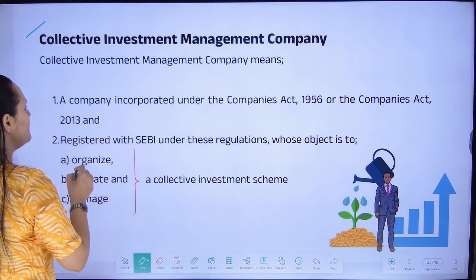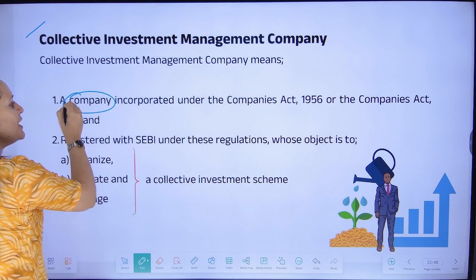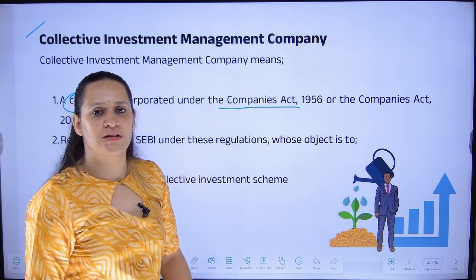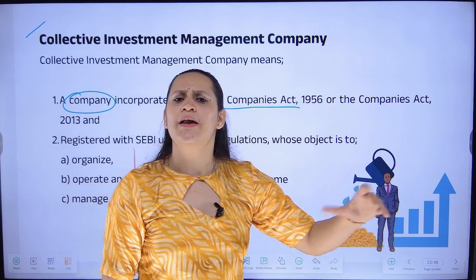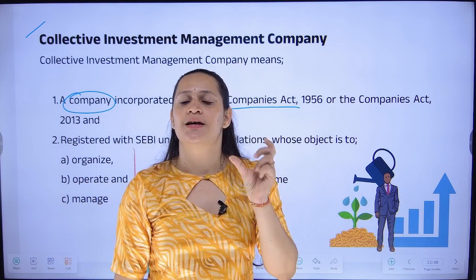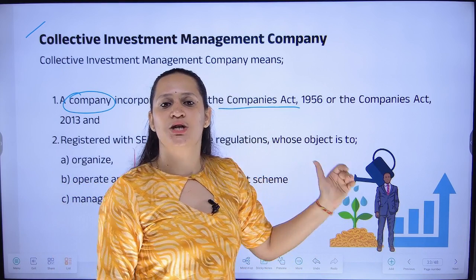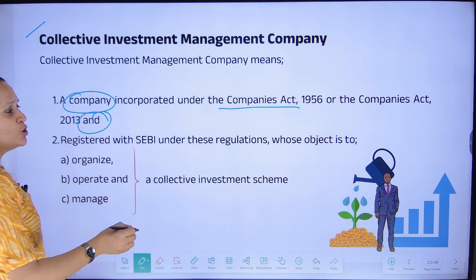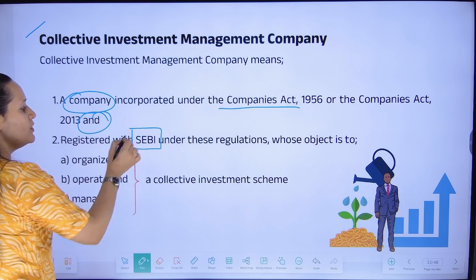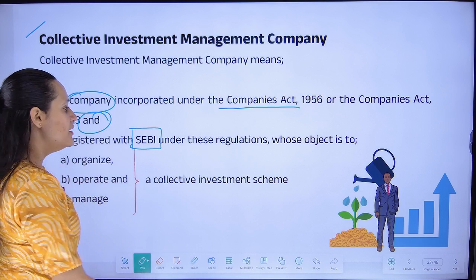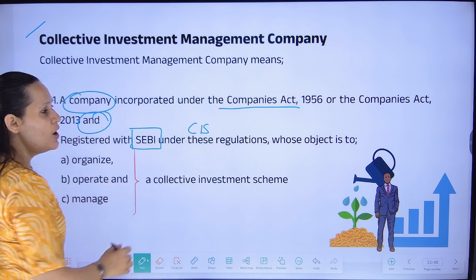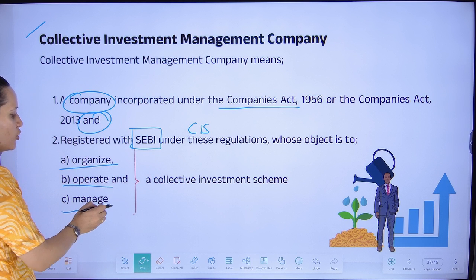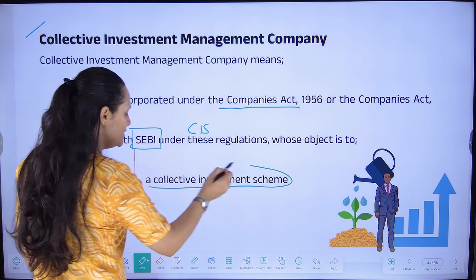And for that, a definition has been given that it has to be a company form of organization which should be registered under the Companies Act, whether the Companies Act of 2013 or any previous law. So you should be registered as a company form of business organization under the provisions of the Companies Act. And in addition to that, you should have obtained registration from the Securities and Exchange Board of India under the CIS regulations, whose objective is to organize, to operate, or to manage a collective investment scheme.